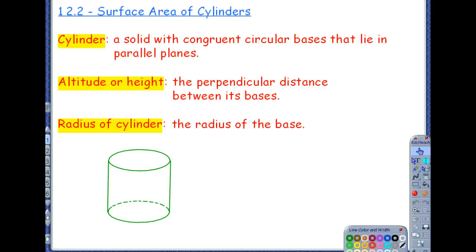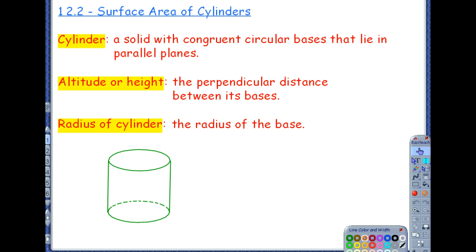So this is 12.2, day 2. And notice where the title says surface area of cylinders. Now, why do you think this is involved with prisms? Well, because they're kind of like a prism in the fact that they have bases. It's just that the lateral surface is curved as opposed to being a bunch of polygons.